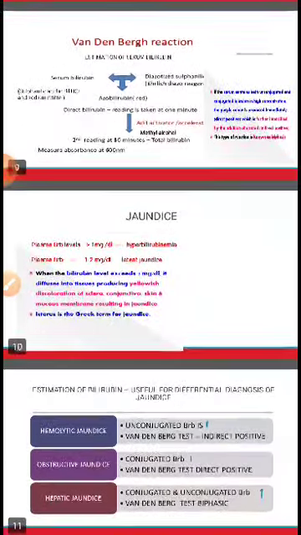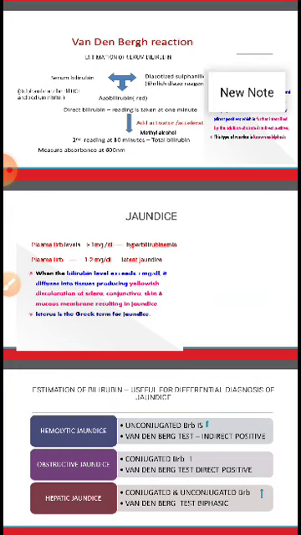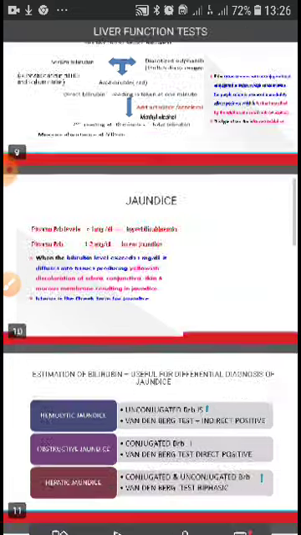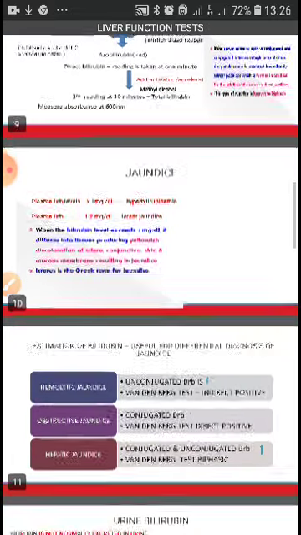The test which we use for the estimation of bilirubin is known as the Van den Bergh test. Now the Van den Bergh test involves the combination of serum bilirubin with diazotized sulfanilic acid. This is otherwise known as Ehrlich's diazo reagent. It is prepared by combining sulfanilic acid in HCl with sodium nitrite. So when bilirubin is reacted with this reagent, we find that isobilirubin is formed, which is red or purple in color.